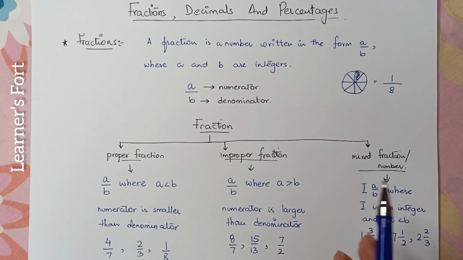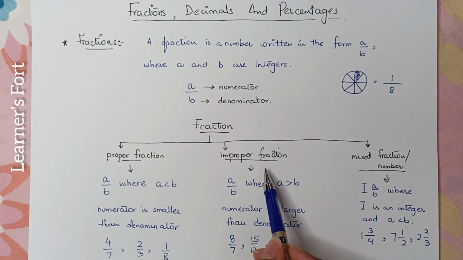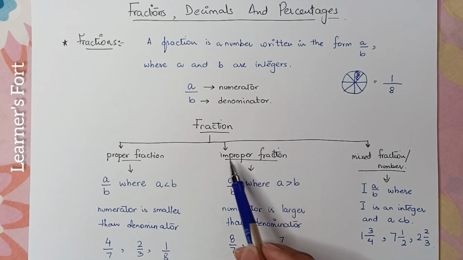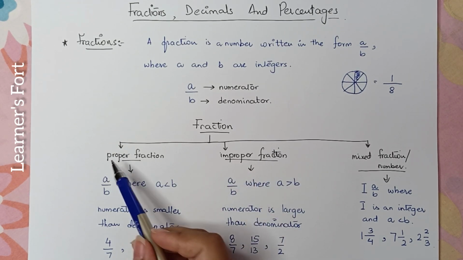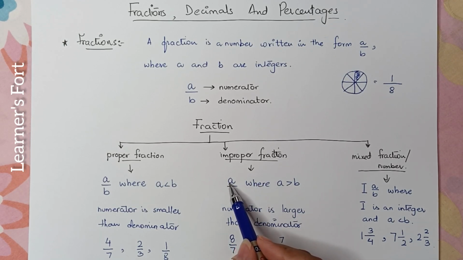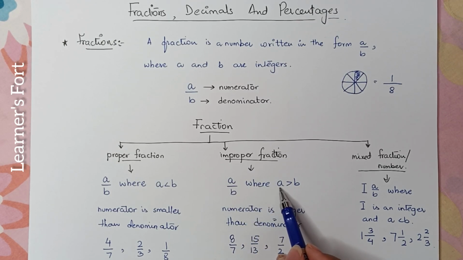Now let's move further. What is an improper fraction? An improper fraction is the complete opposite of a proper fraction, as the name suggests. The opposite of proper is improper. In an improper fraction, when we write the fraction a upon b, the condition is that the numerator a is greater than the denominator.